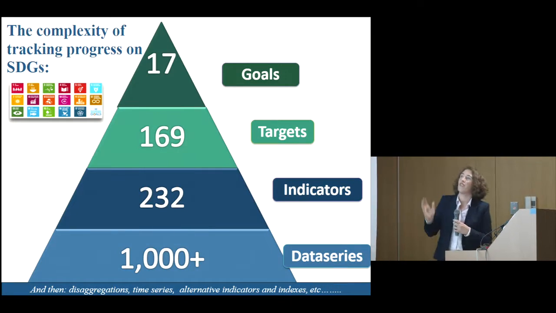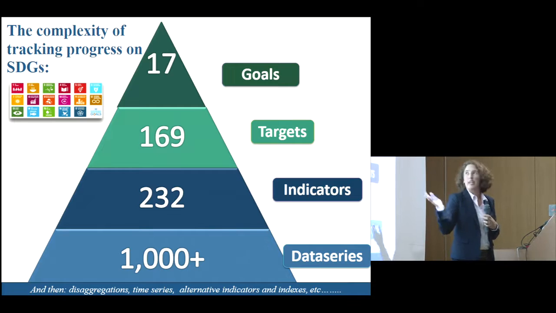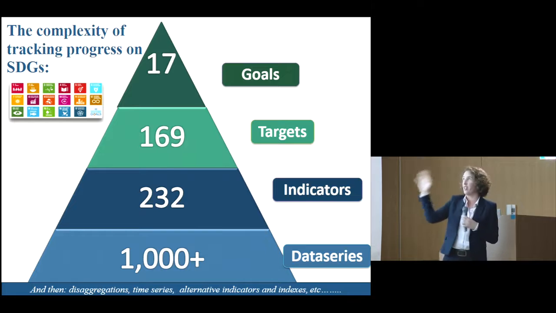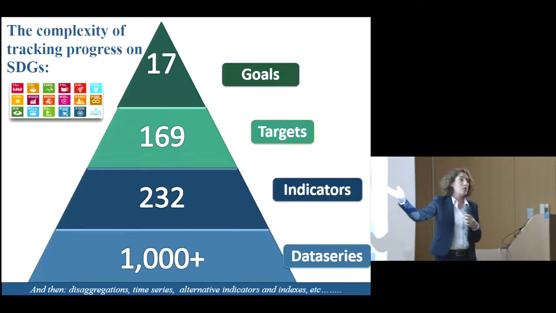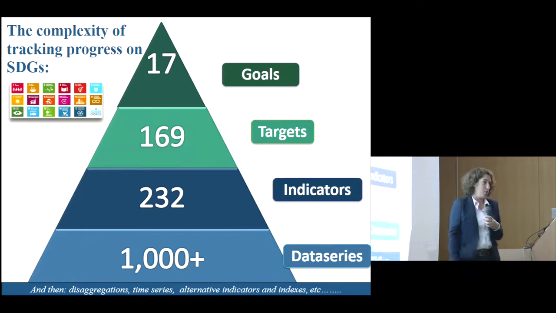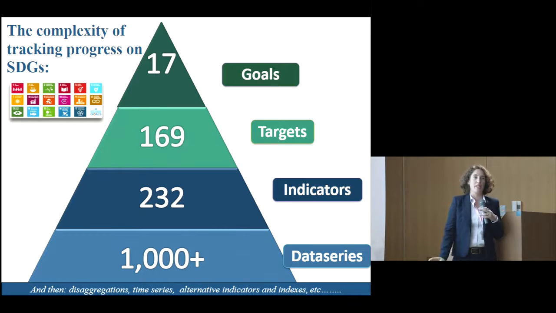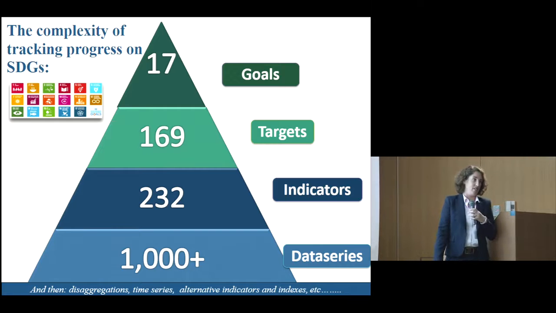So tracking progress on SDGs is complicated. It's complicated because, well, I started with the 17 goals, very broad, very encompassing, 169 targets. The interagency expert group came up with a list of 232 indicators, but what they call indicators can many times mean actually a very broad range of data series.